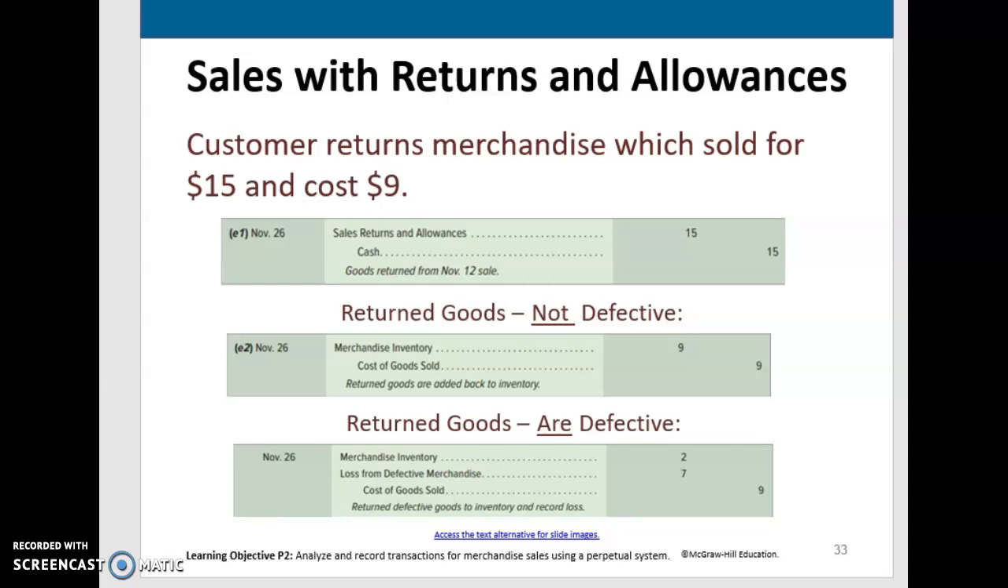So in a nutshell, if it is not defective and it's a return, we put it back into our inventory and credit cost of goods sold. If it is defective and there's some salvage value to it, we put that portion back into merchandise inventory. The balance we take to a loss from defective merchandise.